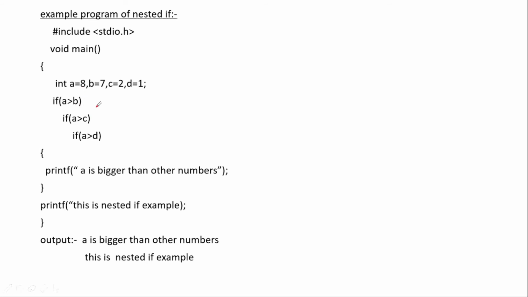First if condition: 8 greater than 7. Yes, the condition is true. So it comes to the second condition. It checks whether 8 is greater than 2. Yes, the condition is true. So it will come to the next if statement. Now it will check whether 8 is greater than 1. Yes, the condition is true. So this printf statement will be executed, and the output will be A is bigger than other numbers. This is the nested if example.